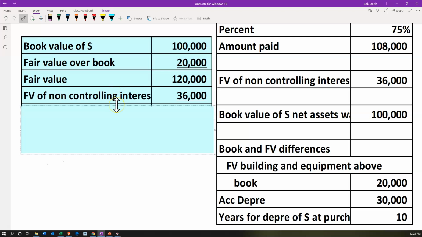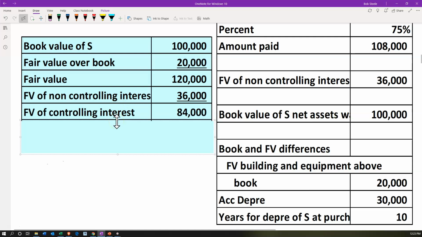Then we're going to say that the fair value of the non-controlling interest, which if they didn't give us a number for it, we would think would be the 25%, but they did give us a number. That's going to be $36,000. So that means the 120 minus the 36 is the $84,000, the amount which you would think would go to the controlling interest if there was no goodwill involved.